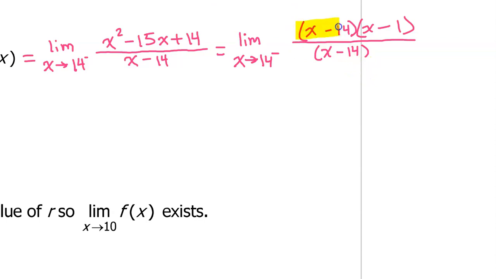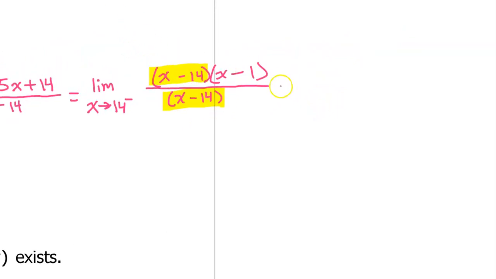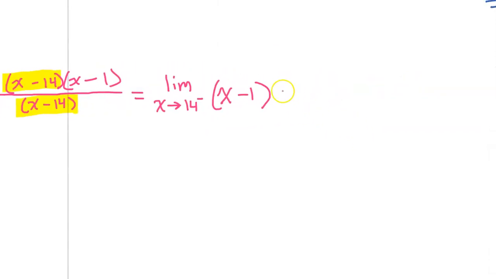So since we have a common factor in the numerator and denominator, we can cancel these out without changing the limit. So this will equal the limit as x approaches 14 from the left of x minus 1. Well, that's it. Or are these canceled out? So there's no more denominator. So I will just say x minus 1. Guess what? Time for direct substitution.